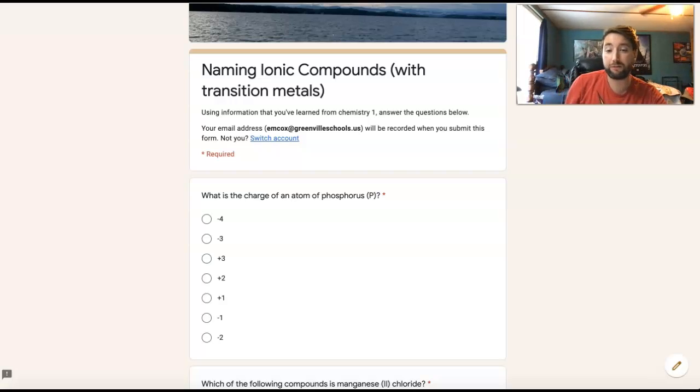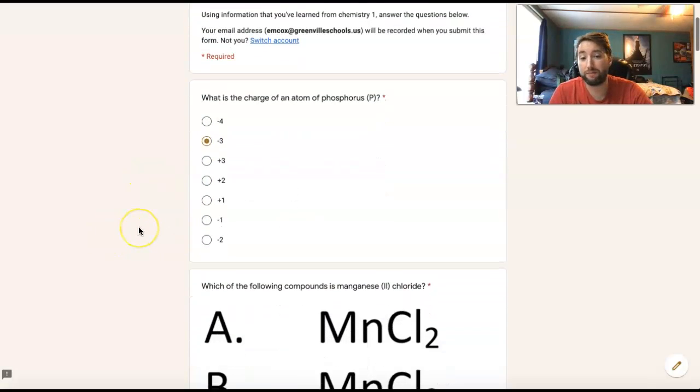Alright, so the first question, it says, what is the charge on an atom of phosphorus? If you go back to the Google slides that we did the other day about the charges of the different columns, you would see that phosphorus is in the same column as nitrogen, so the charge of that one is going to be -3.